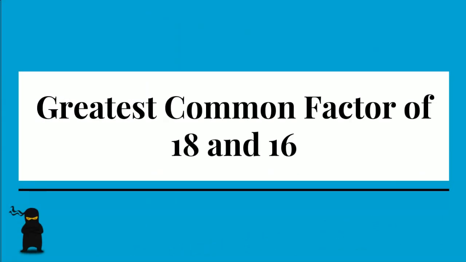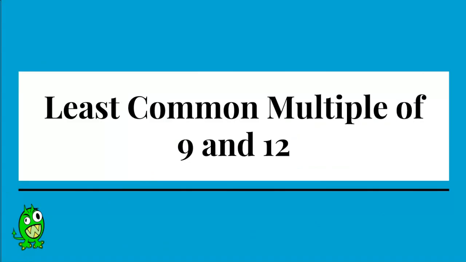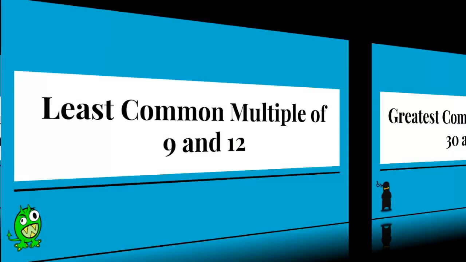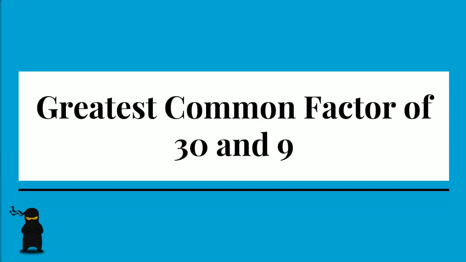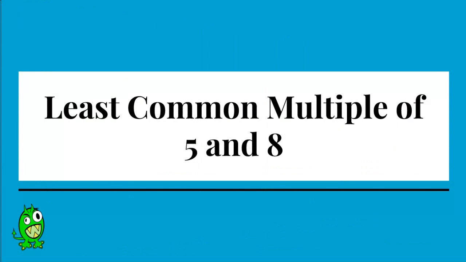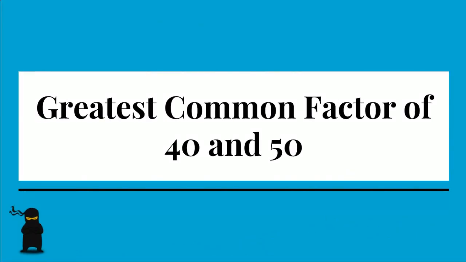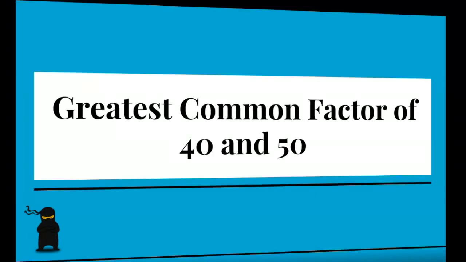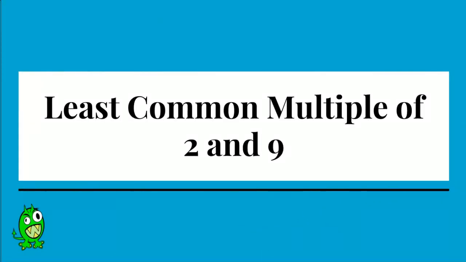Find the greatest common factor of 18 and 16. Find the least common multiple of 9 and 12. This time, find the greatest common factor of 30 and 9. Now find the least common multiple of 5 and 8. Find the greatest common factor of 40 and 50. Find the least common multiple of 2 and 9.